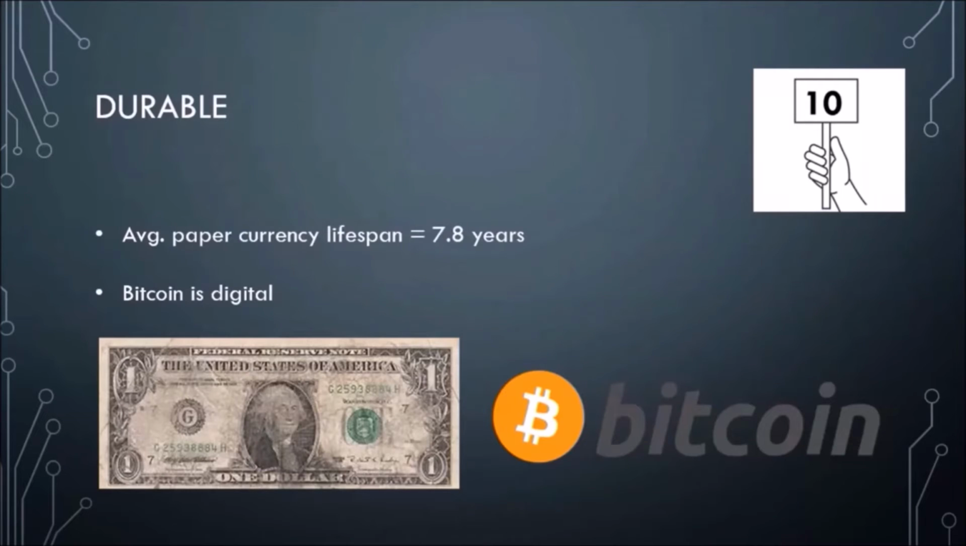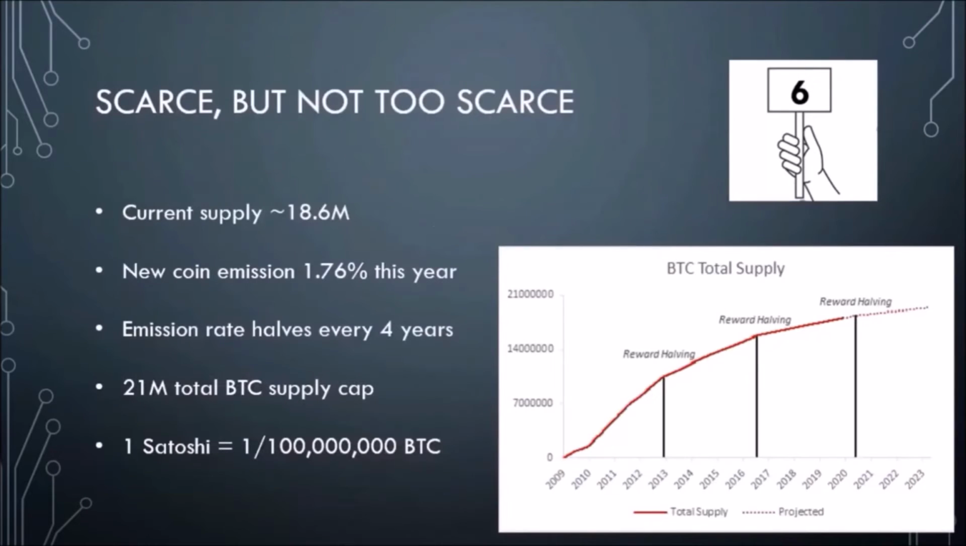Durability. The average lifespan of paper money is 7.8 years, because like any physical money, it can get worn and tattered with use. Bitcoin is digital. It can't really be worn away. It deserves a 10 out of 10.